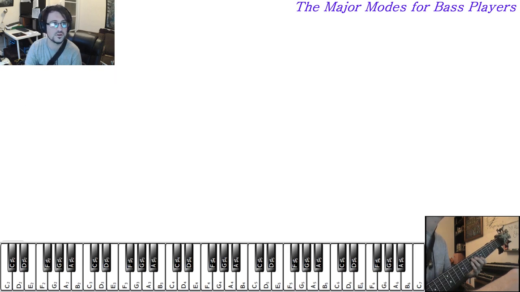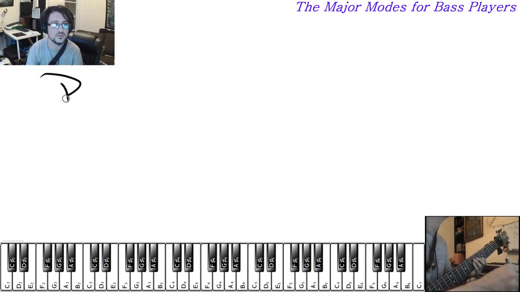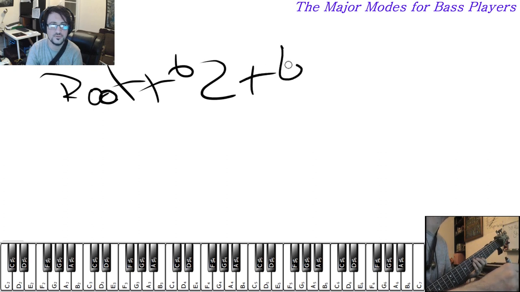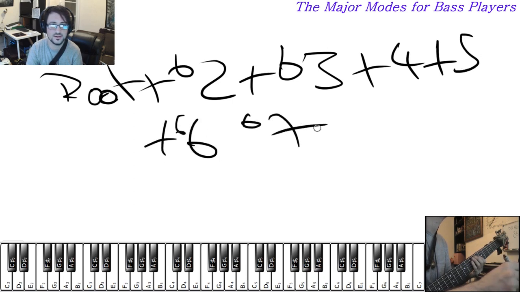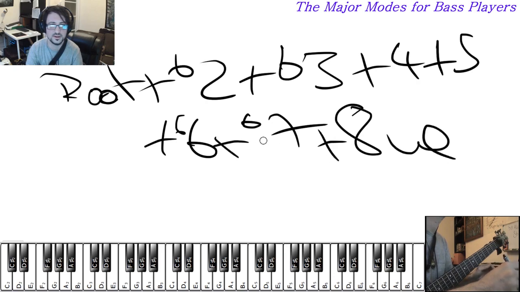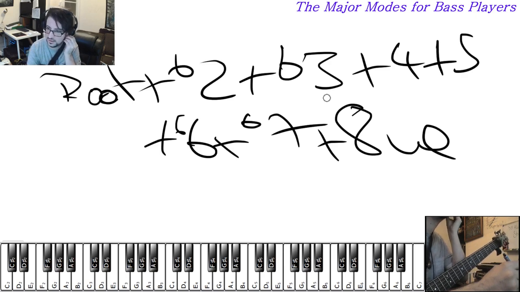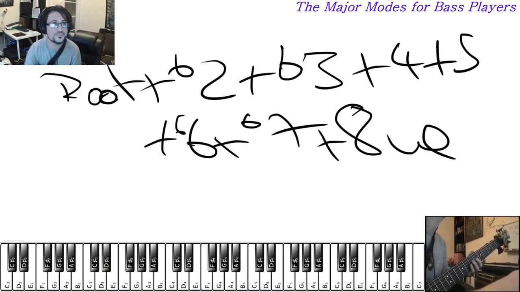And the formula for the scale is as follows. Root, flat 2nd, flat 3rd, 4th, 5th, flat 6th, flat 7th, and then octave. Sorry, let me clean that up. And octave. So that's the formula, that's how you work it out, and you should see another section either before this or after this explaining what the intervals are and how to work them out.